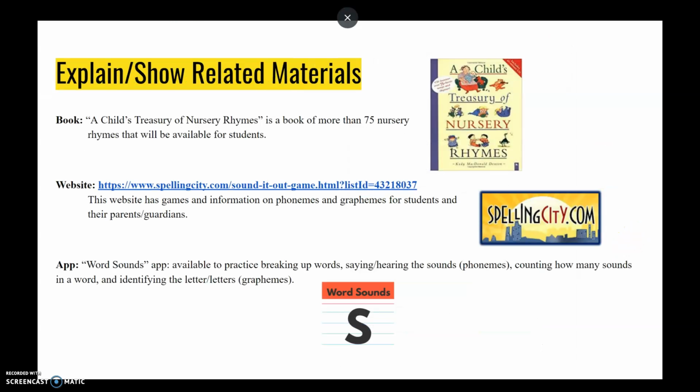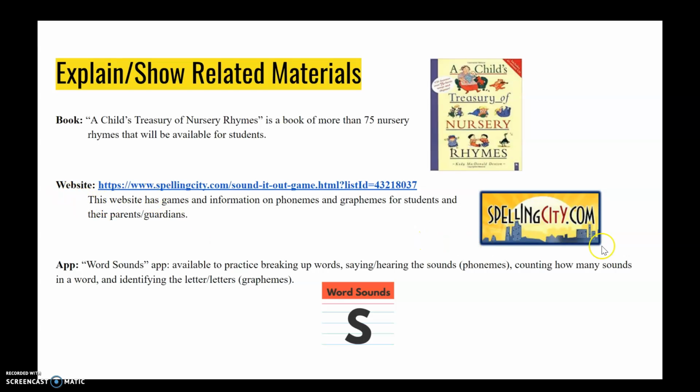And last but not least, these are the related materials. So this is a book I would suggest, and that was also on the list from before. This is a book of more than 75 nursery rhymes that would be available. I would have that. And again, that was something that they could do at home too.